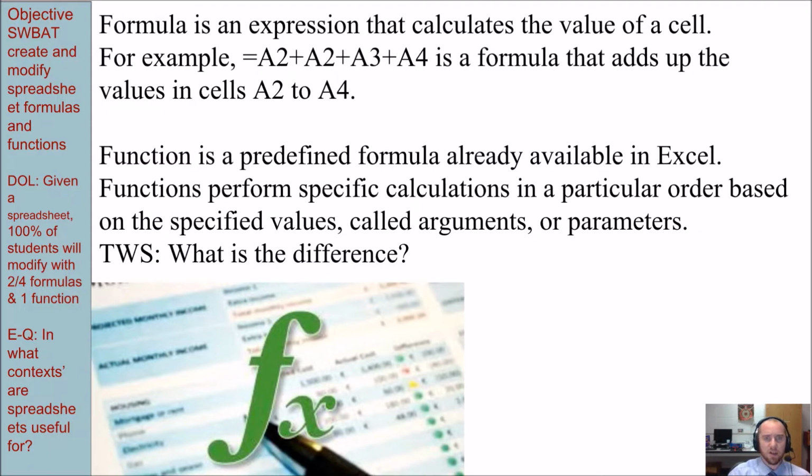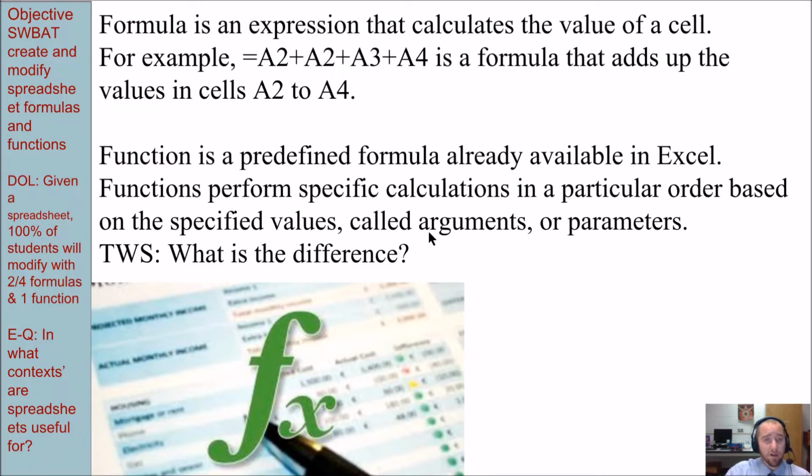Why is A2 there twice? There's an example of when copying and pasting goes wrong. Well, anyways, a function is a predefined formula already available in Excel. Functions perform specific calculations in a particular order based on the specified values, called arguments or parameters. So your thing right here is what's the difference?